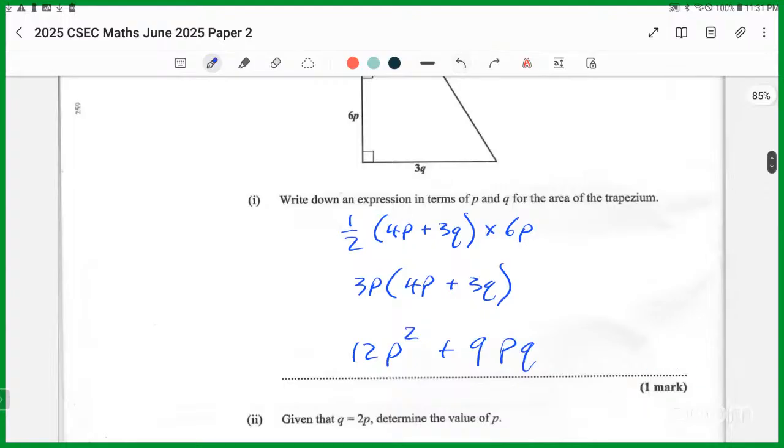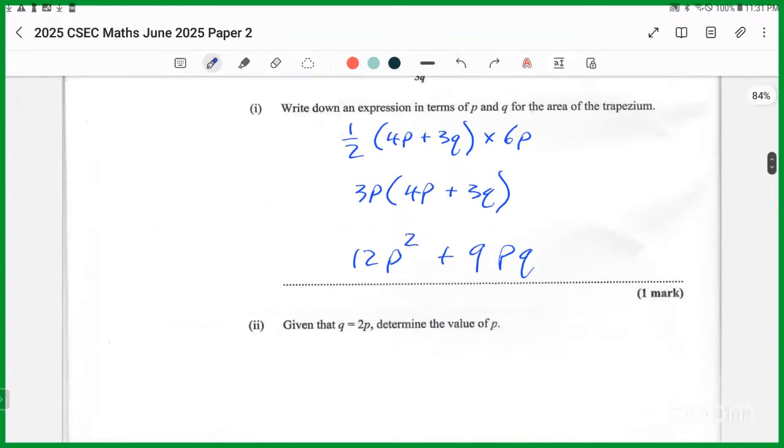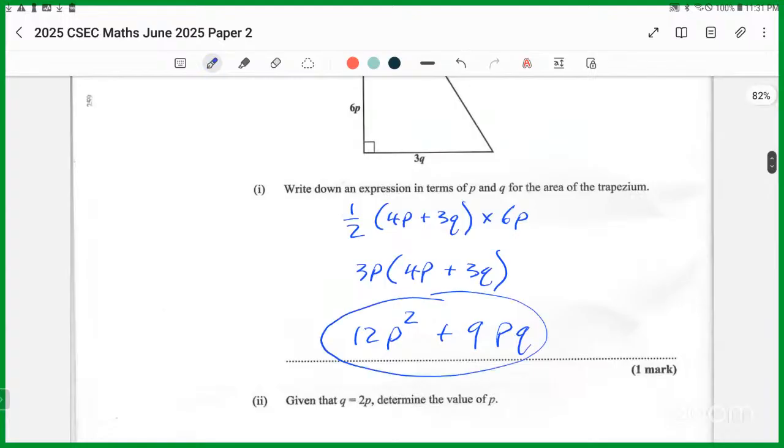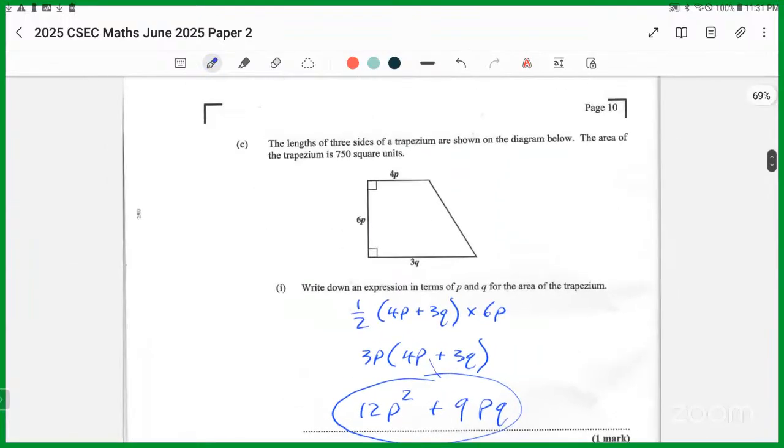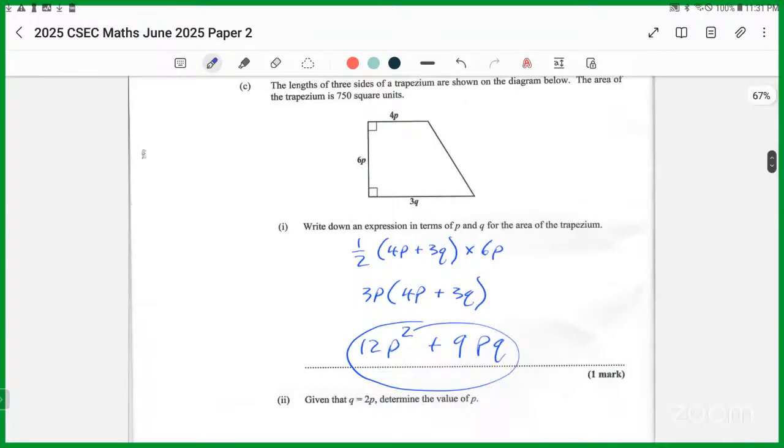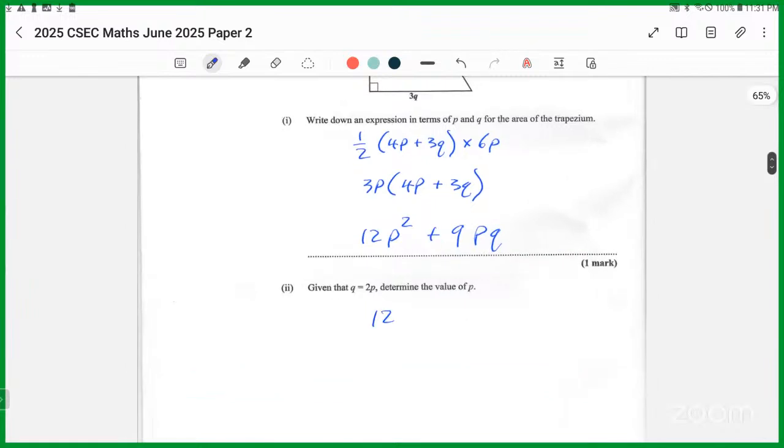So that is it. Next part says, given that q is equal to 2p, determine the value of p. Remember, it told us that this area is actually equal to 750. That's what it said in the question. So to find the p, we're going to have to equate this expression for the area with 750. So here we're going to say 12p squared plus 9p cubed is equal to 750.